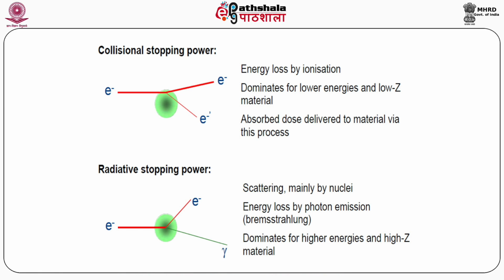First is collisional stopping power: energy loss by ionization, which dominates for lower energies and low Z material. Absorbed dose is delivered to the material via this process. Second is radiative stopping power: scattering mainly by nuclei due to the Coulomb field, with energy loss by photon emission, that is Bremsstrahlung production, which dominates for high energy electrons and high Z target material.